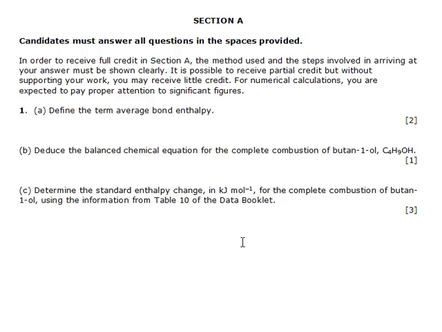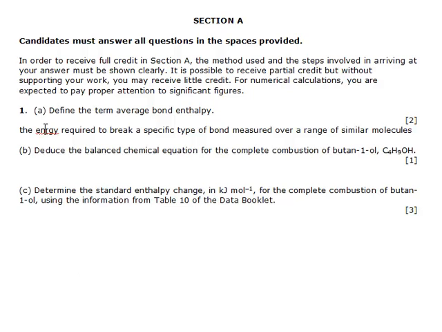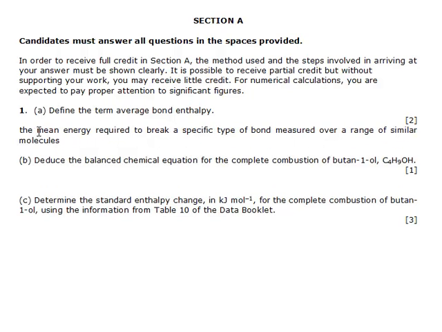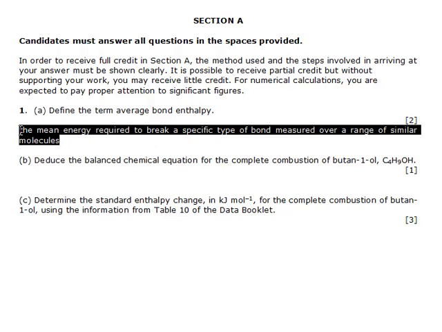The average bond enthalpy is the energy required to break a specific type of bond measured over a range of similar molecules. So we should say the average energy, because it says average bond enthalpy here. Let's put the word average in there as well, because it's the mean energy required to break a specific type of bond measured over a range of similar molecules.